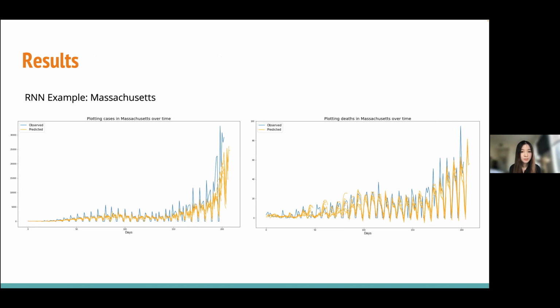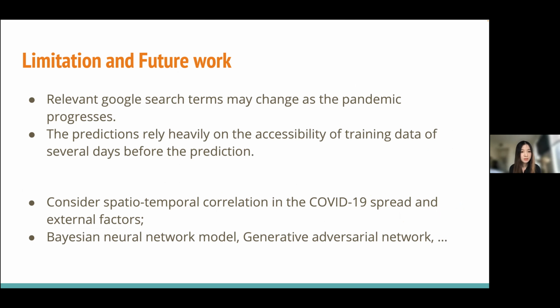Next. Here we want to discuss the limitations and future work of our model. First, the relevant Google search terms may change as the pandemic progresses. Secondly, the predictions rely heavily on the accessibility of training data from several days before the prediction. In the future, we will consider spatial temporal correlation in the COVID-19 spread and external factors. We will also consider Bayesian neural network models, generative adversarial networks, etc.